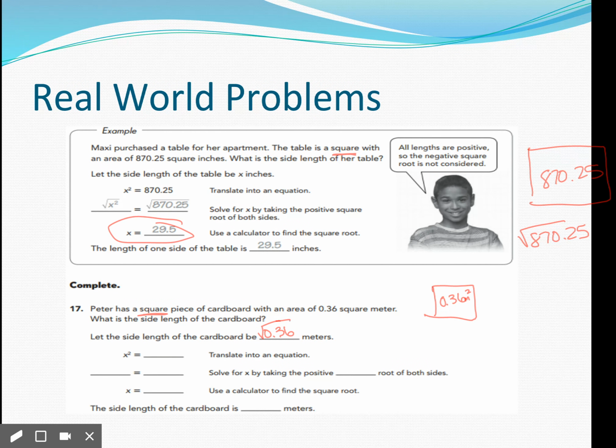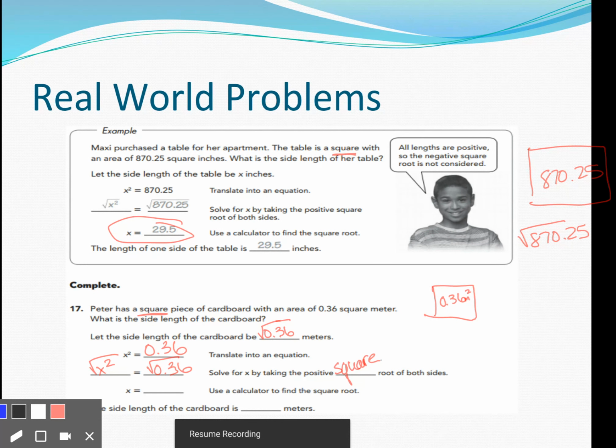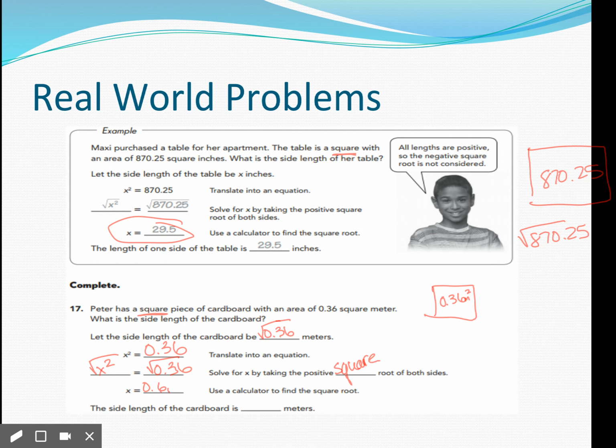So x squared equals 0.36. I'm going to solve by finding the square root of both sides. So solve for x by taking the positive square root of both sides. Again, we're talking about length here, so it couldn't be negative. So x equals 0.6 meters. I'm using a label because we are talking about a measurement here. So the side length of the cardboard is 0.6 meters.